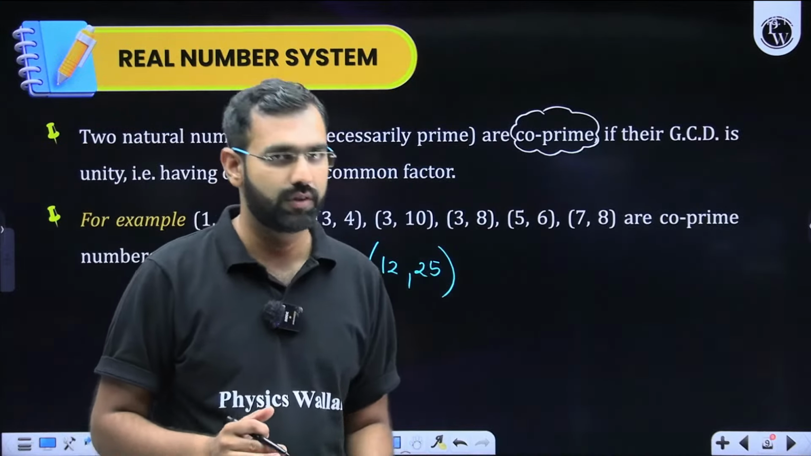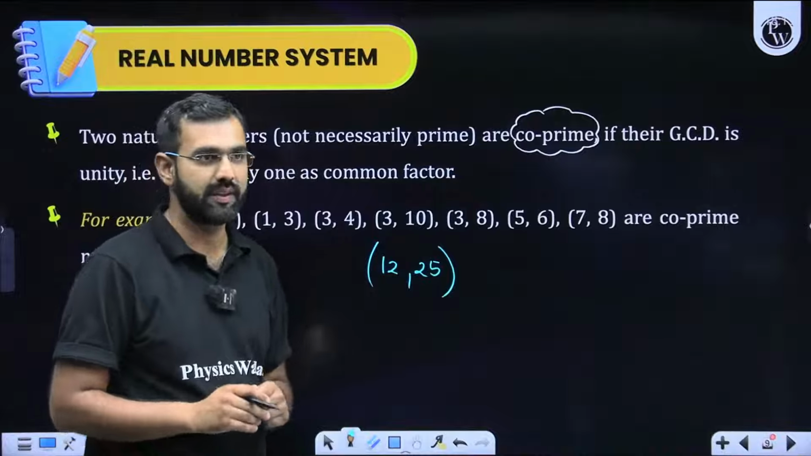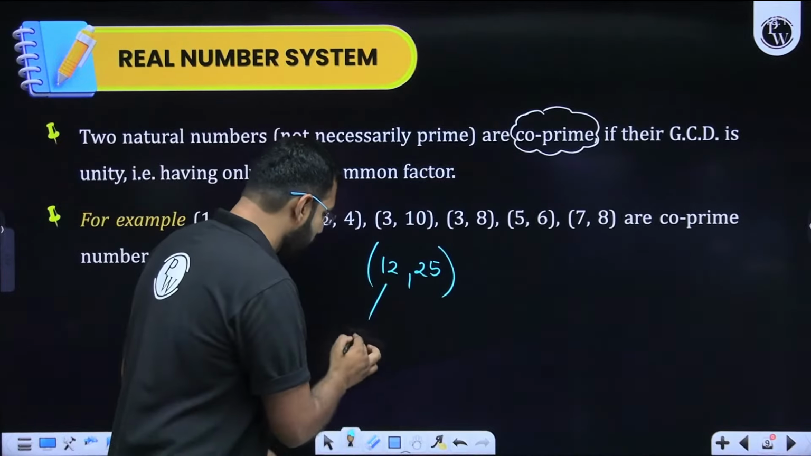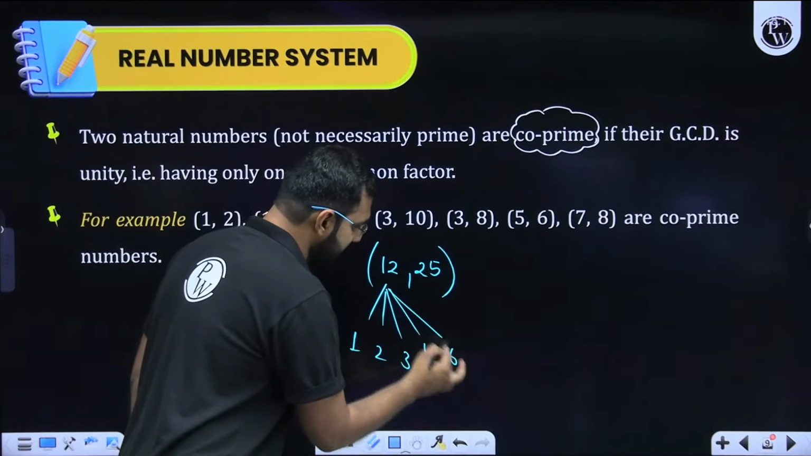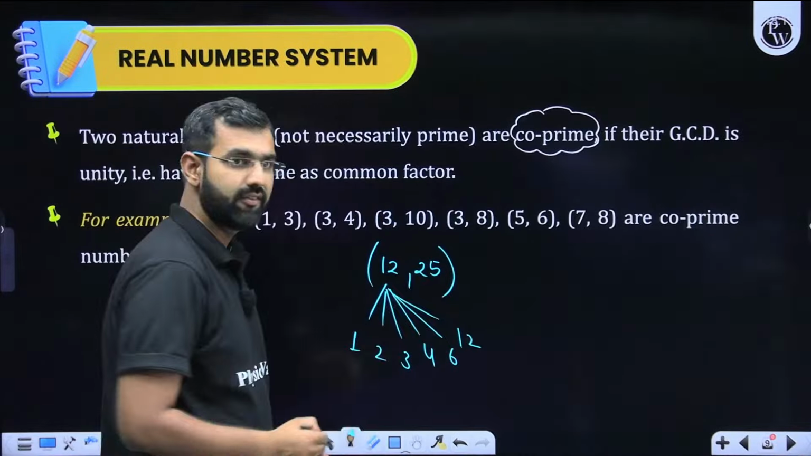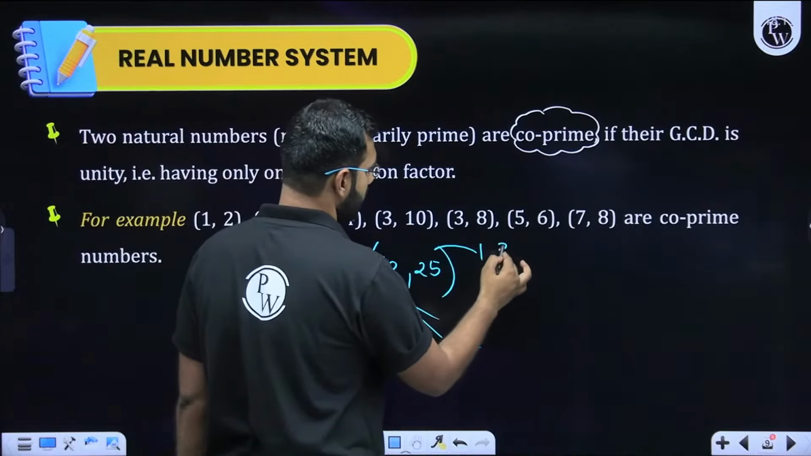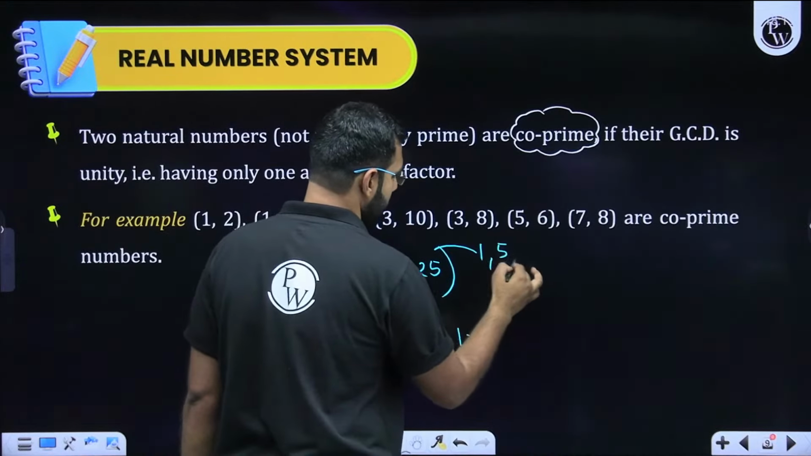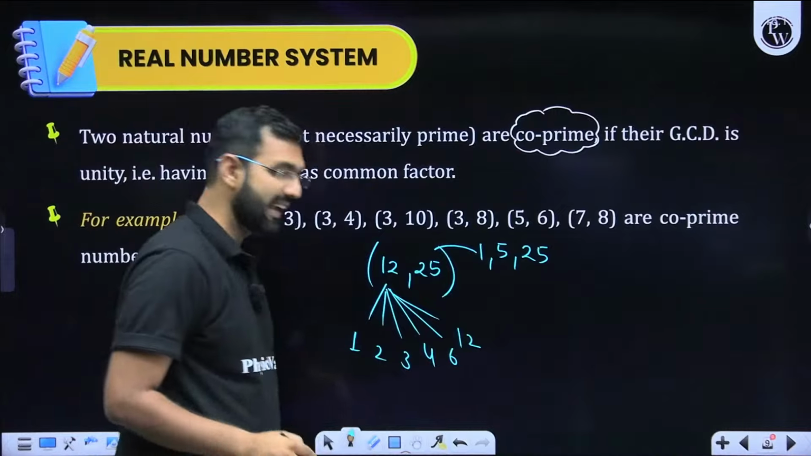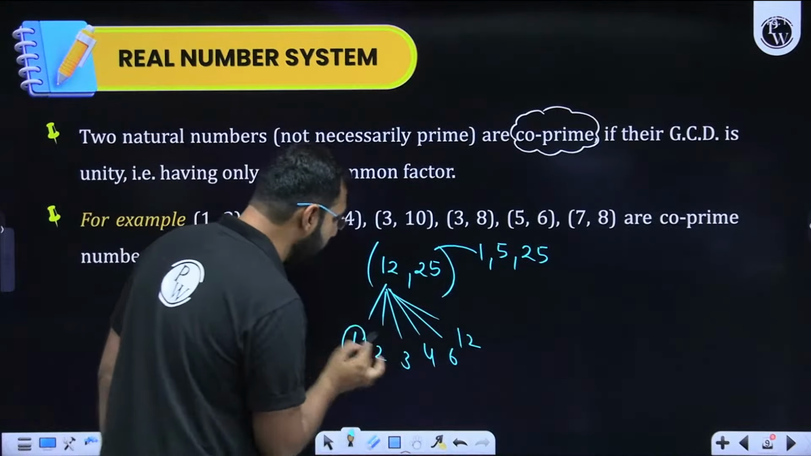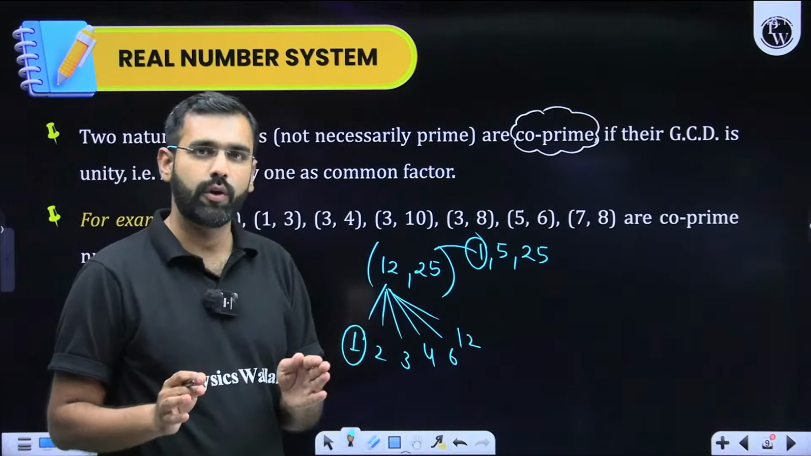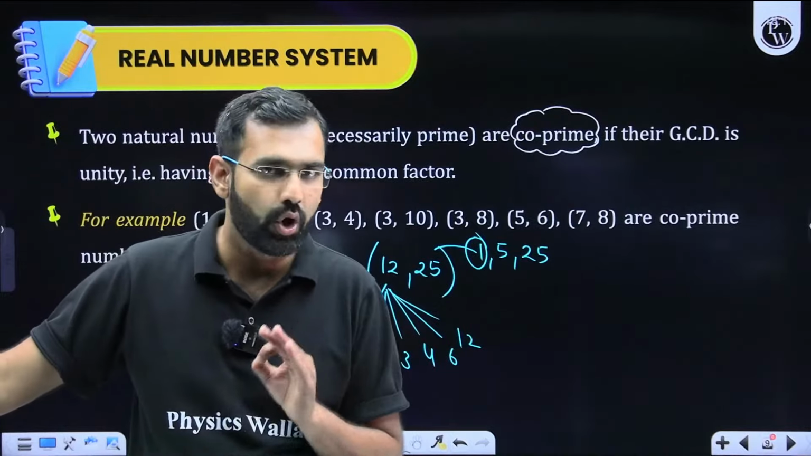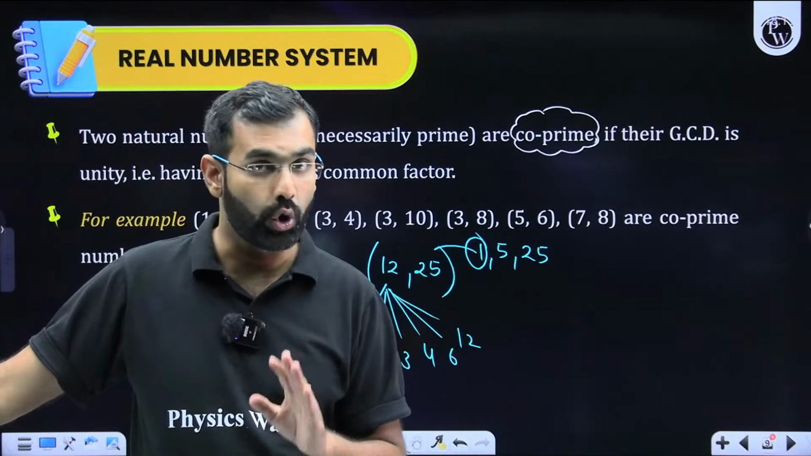the greatest common divisor of 12 and 25 is 1. 12 is divisible by 1, 2, 3, then 4, then 6, and then 12. 25 is divisible by 1, 5, and then of course 25. So when you look at the common divisors, except for 1, there is nothing common between their divisors, which means 12 and 25 are going to be co-prime. Did you all understand that part? Can I move ahead from here, all the participants?